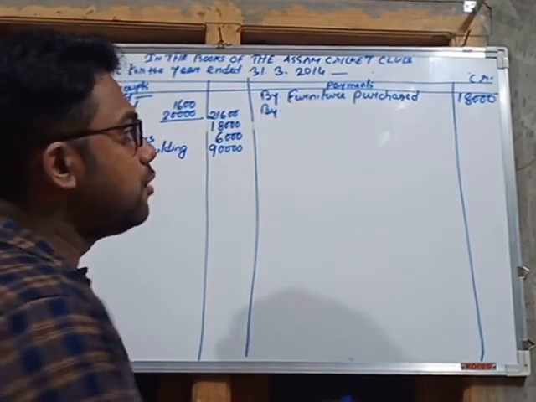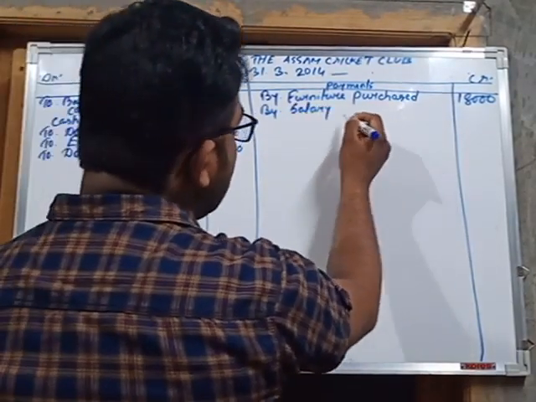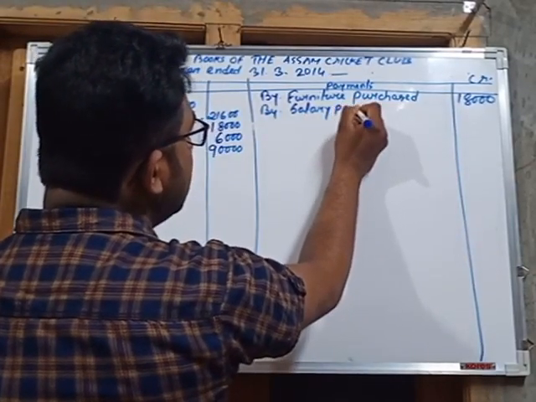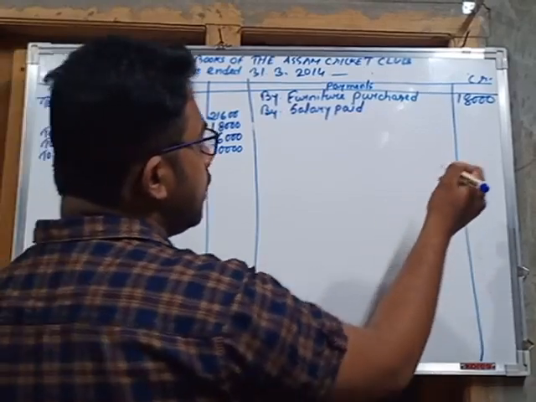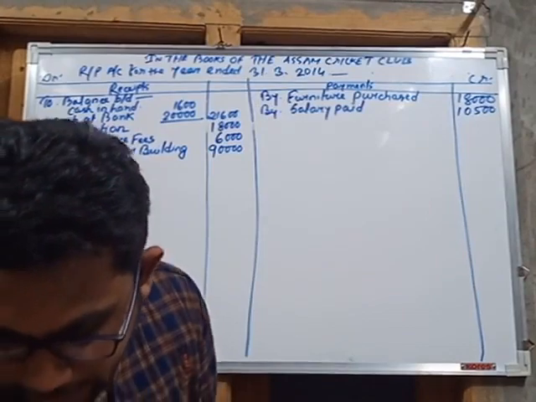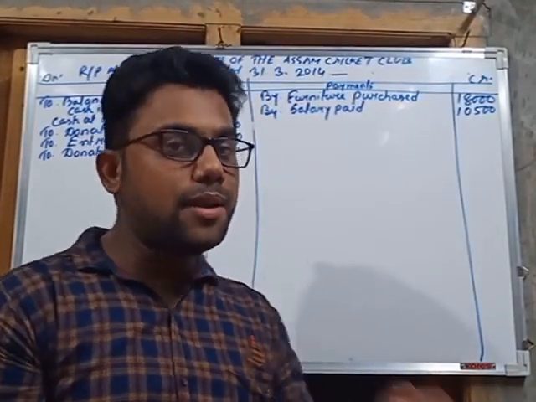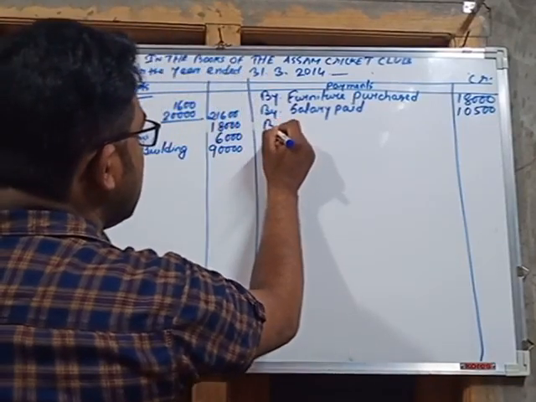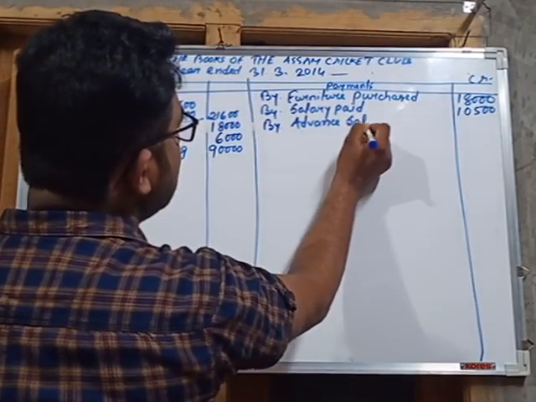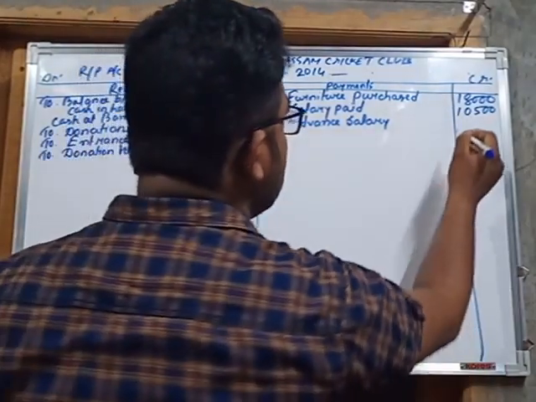By salary paid for the year. No need to write salary paid for the year, as it is lengthy. Or you can write salary paid for the year, and the amount is rupees 10,500. Next one is the salary paid in advance. We can write advance salary, by advance salary, and the amount is rupees 2,000.